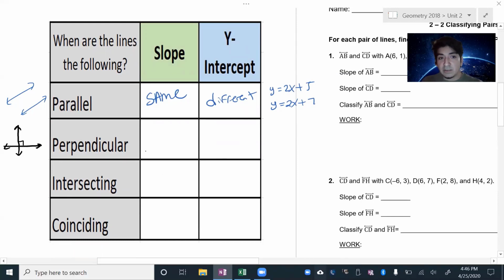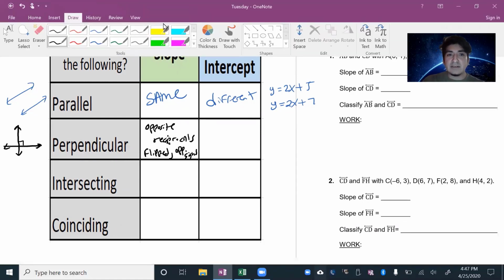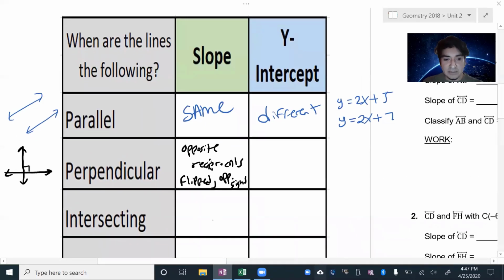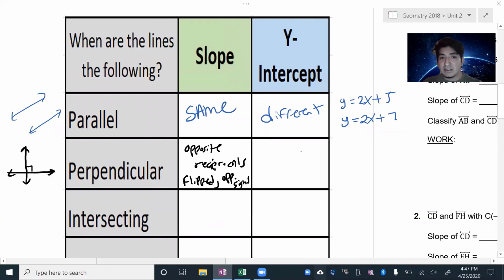Now, in order for two lines to be perpendicular, they have to have opposite reciprocals. I know my handwriting's a little bit bad right there. Reciprocals. So what does that mean? That means the fraction or the value they have for the slope has to be opposite. It has to be the opposite sign. It has to be flipped. So flipped and opposite signs. I'll give you an example in a little bit. The y-intercepts are usually different, so we're going to label it as different.